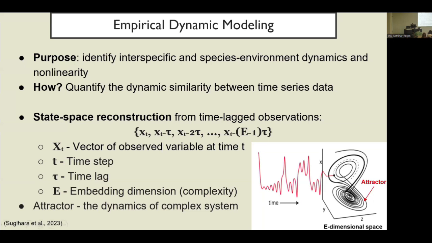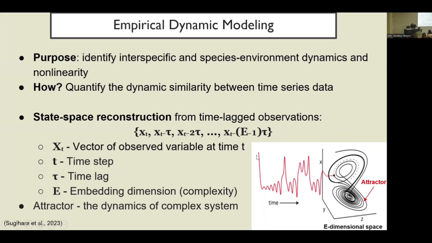First we construct a state space to apply this nonlinear method. This red line on the left is a single time series, and it's just a projection of the complex system shown on the right. This system includes many variables that we cannot measure directly, so this method allows us to reconstruct the underlying dynamics of the system using a single time series.